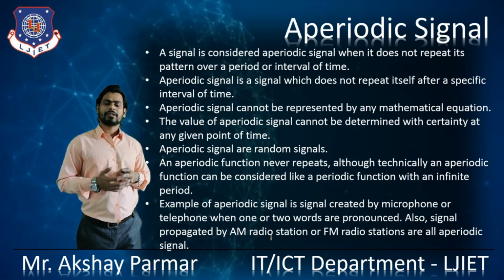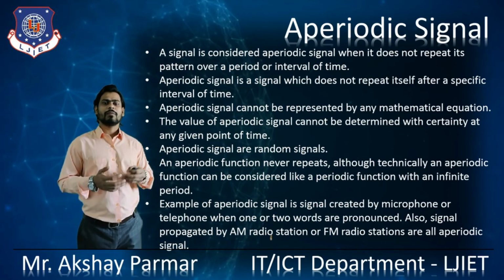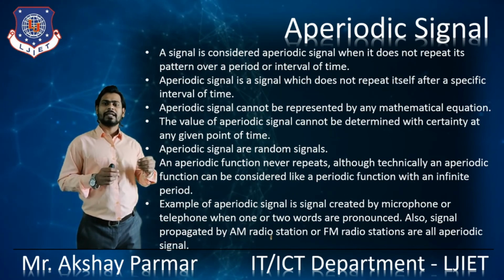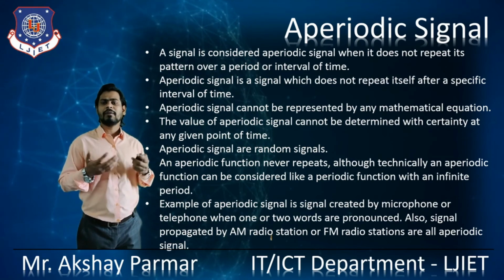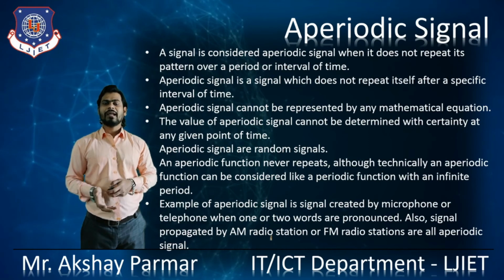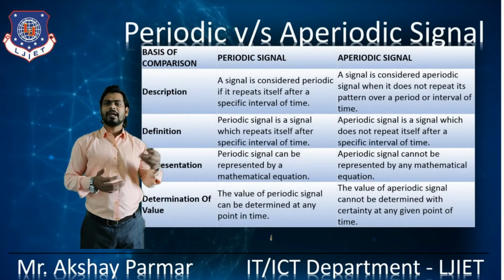An example of an aperiodic signal is a signal when we are capturing any voice through a microphone or telephone. Also, signals that propagate from an AM radio station or FM radio station are aperiodic signals, right? Let's see the comparison between periodic and aperiodic signals, right? For the basic comparison, we have made a table.